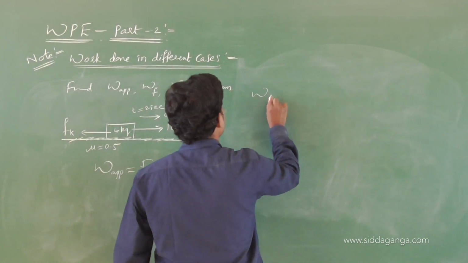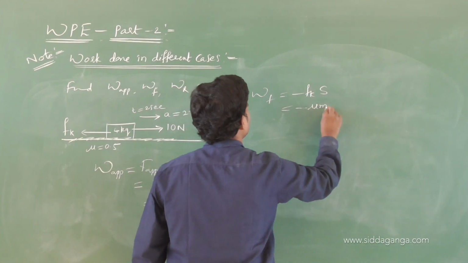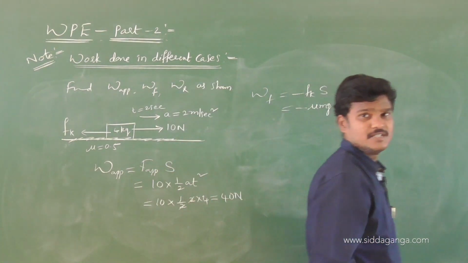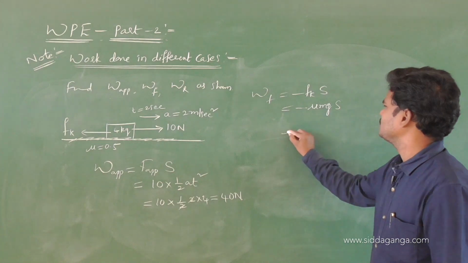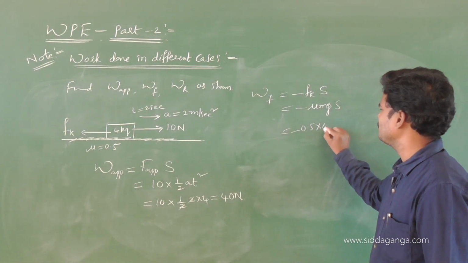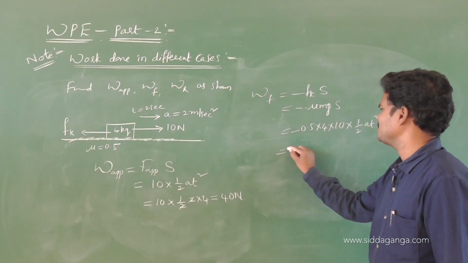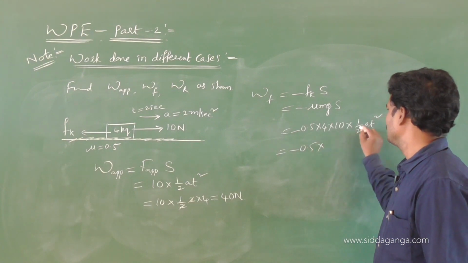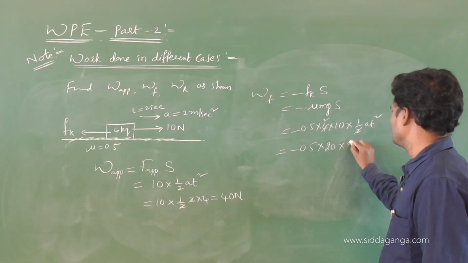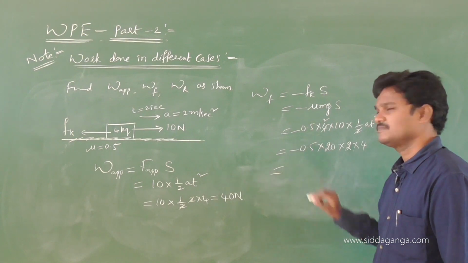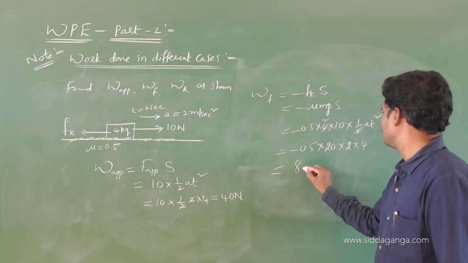Now coming to the frictional force. Fk into S. What is Fk? I think you know, mu mg. Remember the formula: Fk is nothing but mu k mg. So mu is 0.5, mass 4, g 10, S is half a t square. Substitute the values: 0.5 into 4 is 2, into 10 is 20, a is 2, t square is 4. So how much is it now?